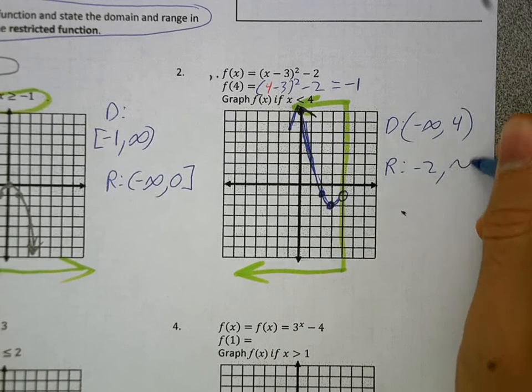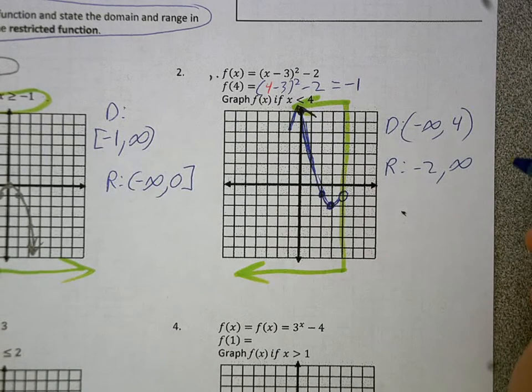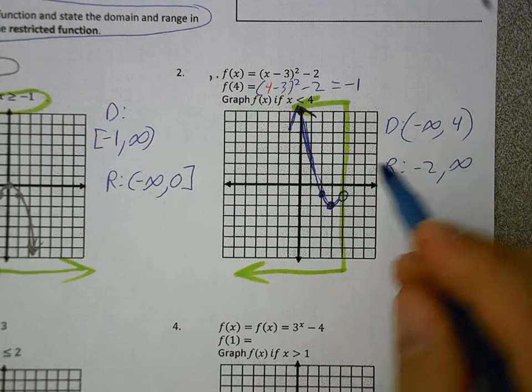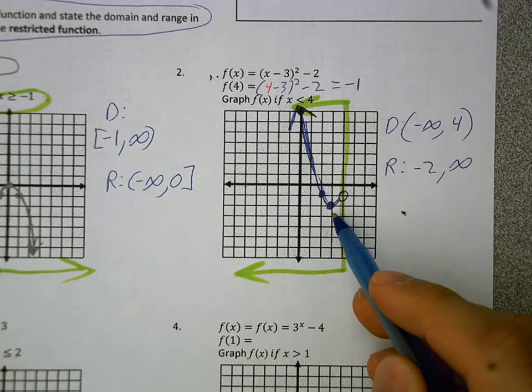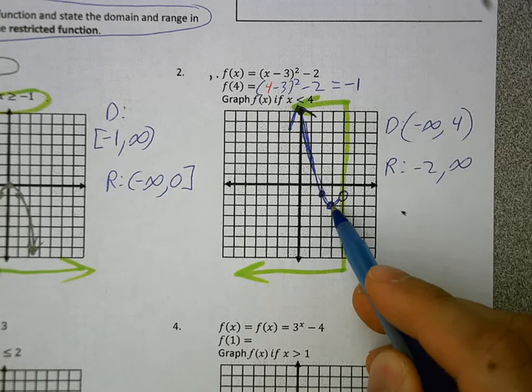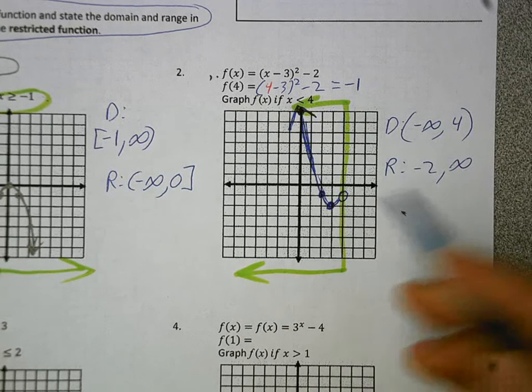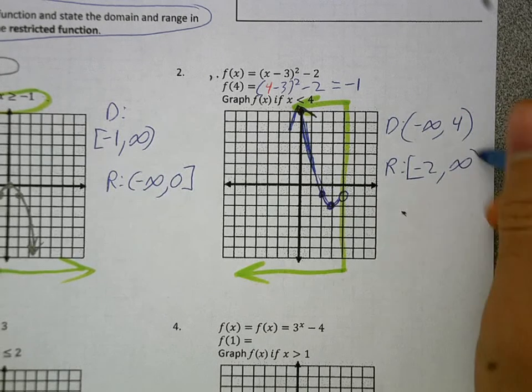Do either of those get square brackets? The negative 2 gets a bracket because it's actually on our graph. Does that make sense? That point right there is a solid dot. So negative 2 to infinity.